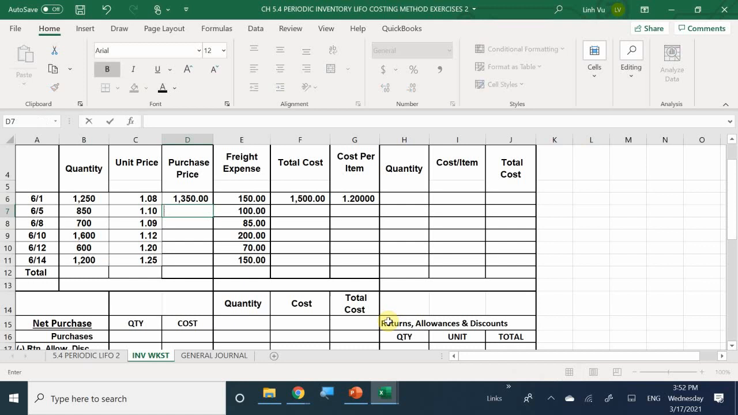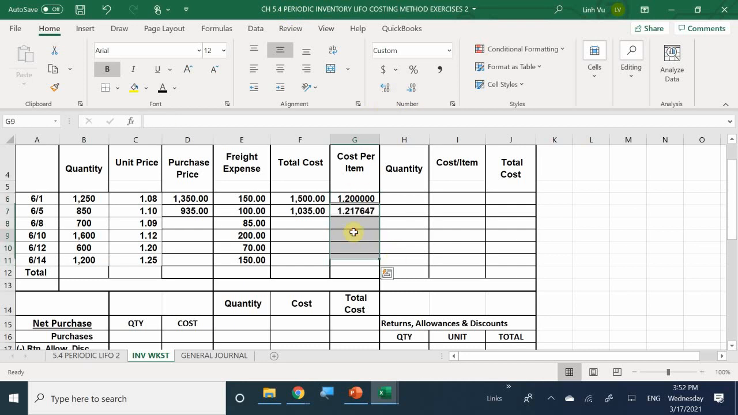Okay, so now scenario 2, on June 5th, we purchased 850 units at $1.10 each. So what is my total purchase price here? $935, okay. And then plus $100 worth of freight. $1,035. So now what is going to be my cost per item? 1.2176. 1.2. Okay, so now I'm going to pull down this right here.